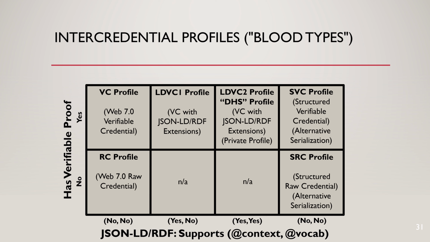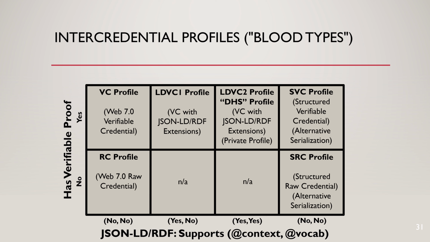So starting in the bottom left corner is Raw Credential, the RC profile. It has no verifiable proof, it has no at context, and it has no at vocab. It has no support for JSON-LD RDF. It also is not verifiable because it has no verifiable proof attached. Above that is the VC profile, top of the first column. The only difference between that and a raw credential is that it has a verifiable proof associated with the credential.